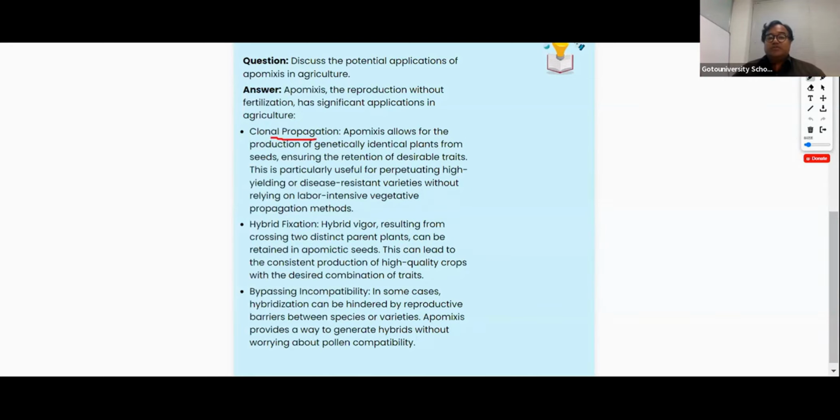Clonal propagation. What do you mean by clonal propagation? It means apomixis allows the production of genetically identical plants from seed, so there is retention of desirable traits. In India, the International Agriculture Research Institute is totally different from the Indian Agriculture Research Institute, though both are abbreviated with I. That is why I narrated it: Indian Agriculture Research Institute, IARI.